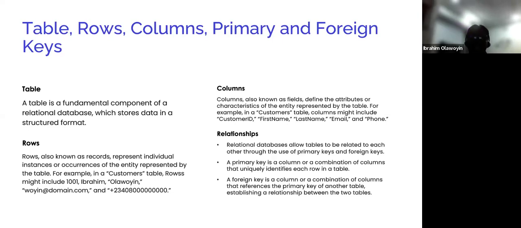They represent individual instances. We know what instances are, right? So we have a column for first name. I am creating an instance of my own profile. So once I enter Ibrahim under first name, it should be stored in a row, right?